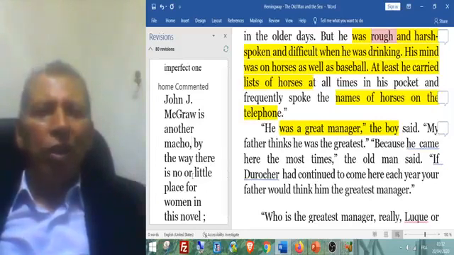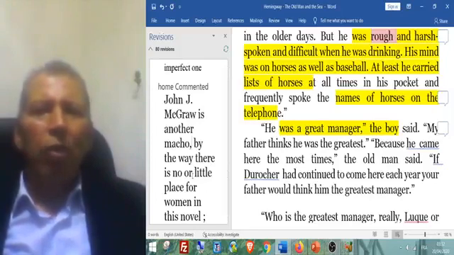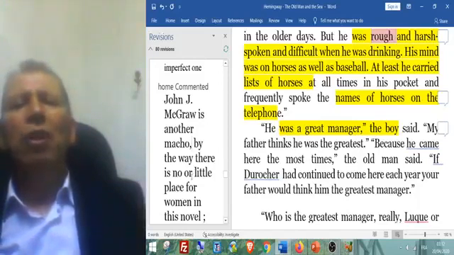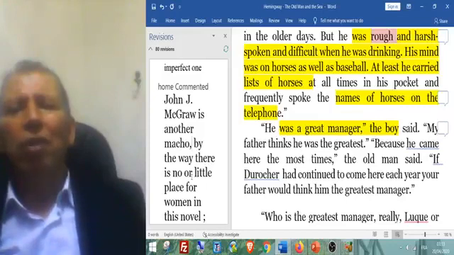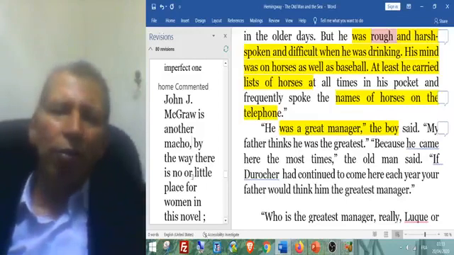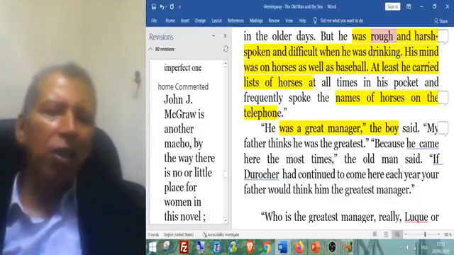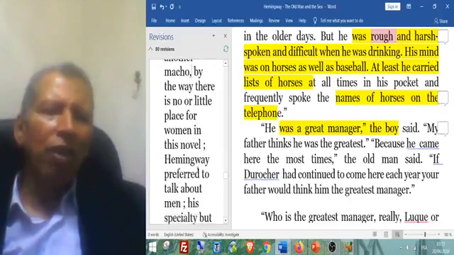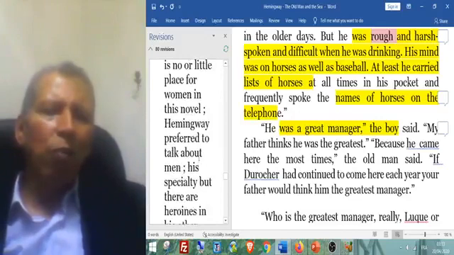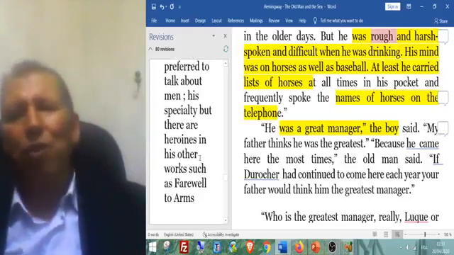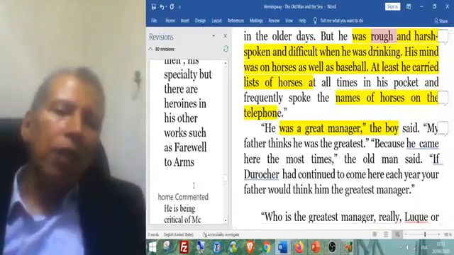John J. McGraw is another macho. He was rough, harsh-spoken, and difficult when he was drinking. His mind was on horses as well as on baseball. At least he carried lists of horses all the time in his pocket and frequently spoke the names of horses to the telephone. So, men's concerns, men's issues. By the way, there is no or little place for women in this novel. Hemingway preferred to talk about men, his specialty, but there are heroines in his other works, such as A Farewell to Arms. But again, as I said earlier on, he is free to choose his subject.